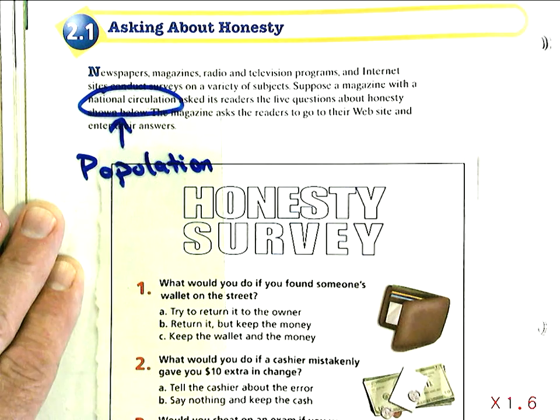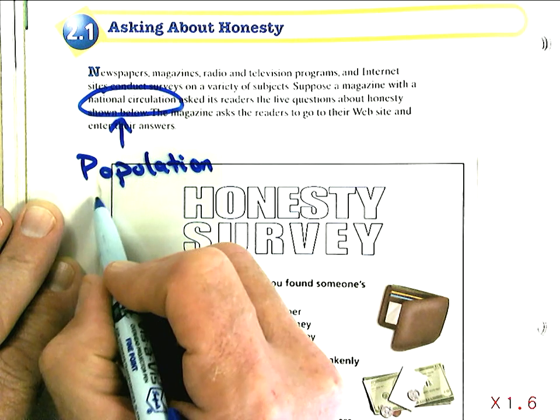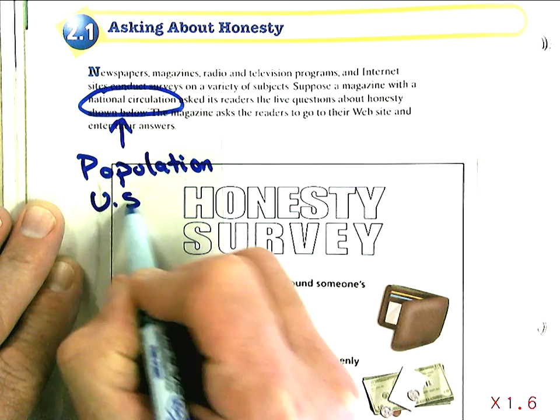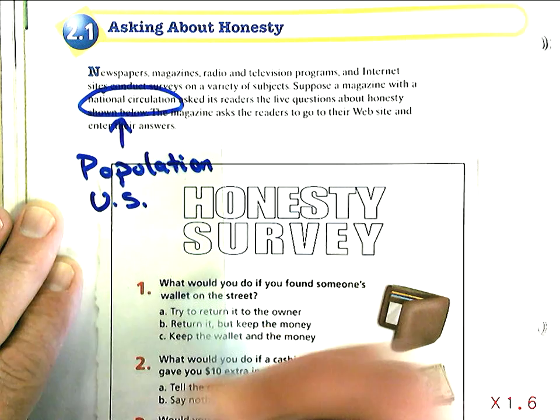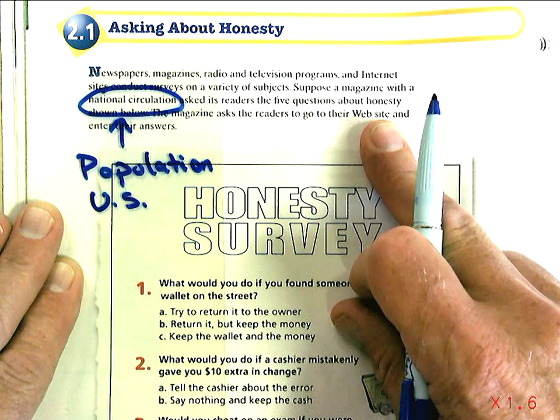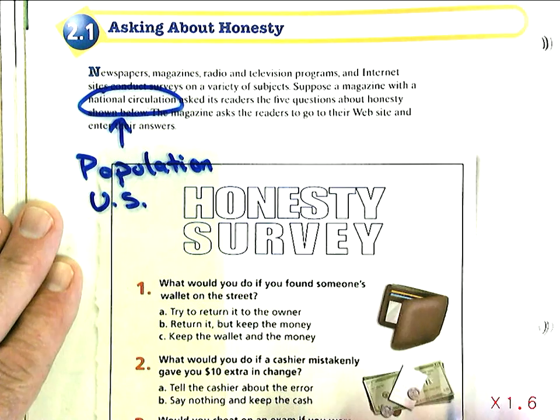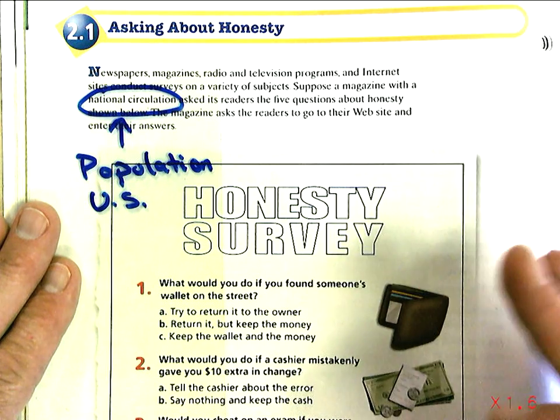It's the United States, people who live in the US. So that's our population. It's the United States of America. And it asks its readers 5 questions about honesty. And so the questions are listed below. Really, the questions is just an example of a survey.